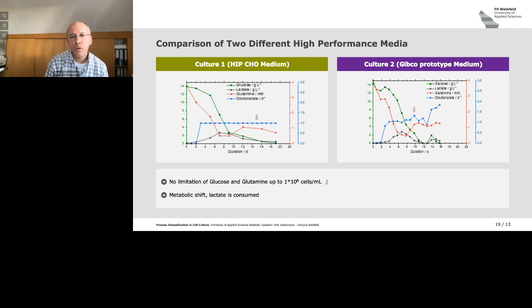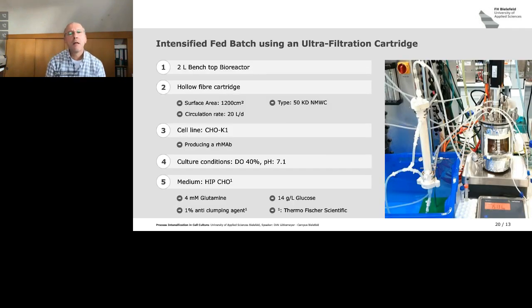Now I want to switch to the second case study. I want to explain intensified fed batch. In our case, we used an ultrafiltration cartridge with a 50 kilodalton cutoff to retain the antibody in the bioreactor. And the cell line and media were the same as I showed before.